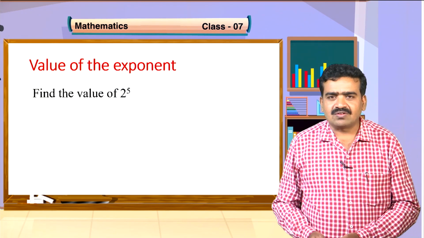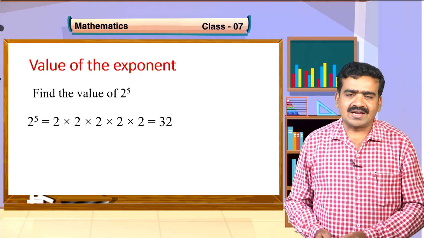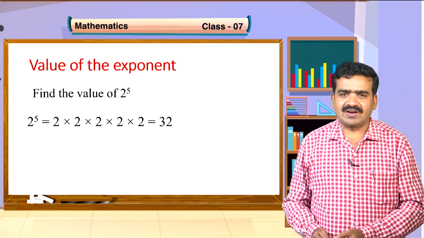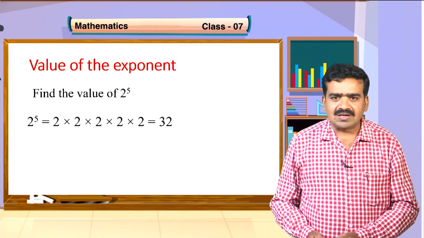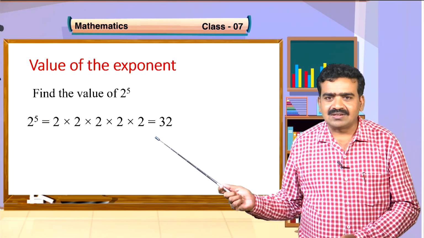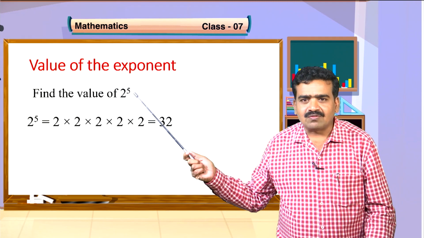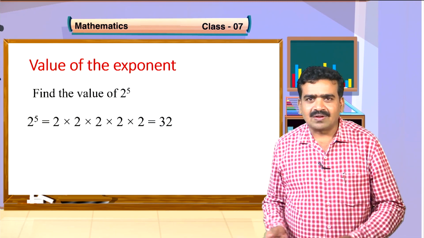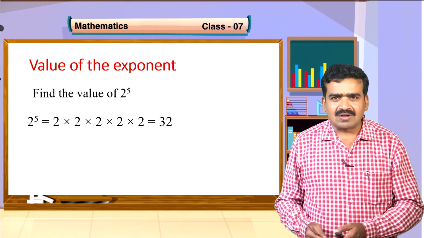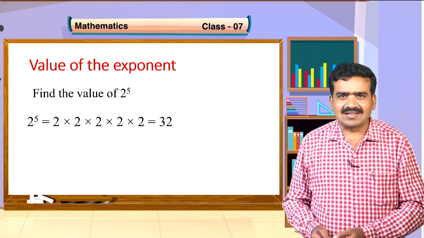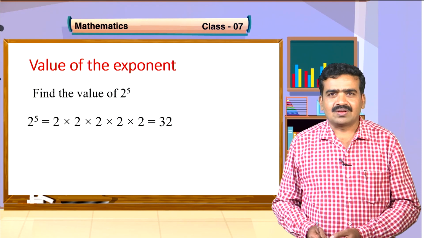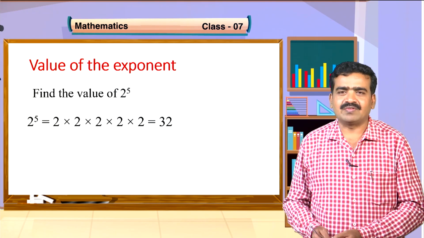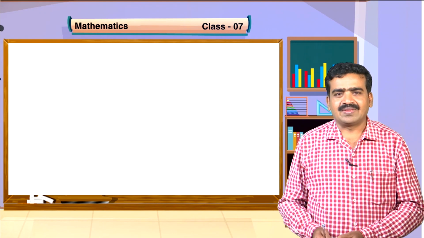So, 2 to the power of 5 means 2 has to be multiplied 5 times. If you multiply 5 times, we will get 32. So, therefore, 2 to the power of 5 yields 32. It is the value of this 2 to the power of 5. What about the value of 2 to the power of 2 or 2 squared? It is 4. What about 2 cubed? It is 8. So, like this we are going to find the value of the exponent.